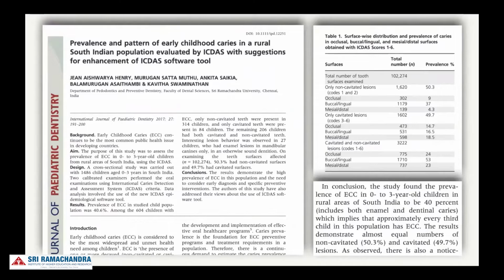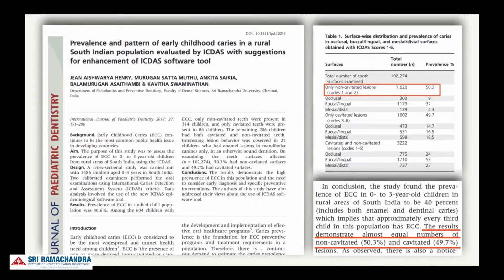Another interesting finding here was that the prevalence of non-cavitated lesions was 50.3%. This demonstrated that almost equal numbers of non-cavitated and cavitated lesions exist. The prevalence of enamel defects in primary dentition has been reported to range from 25% across the general population in the USA, India, Brazil, and Australia, to over 70% in preterm children and indigenous populations worldwide.